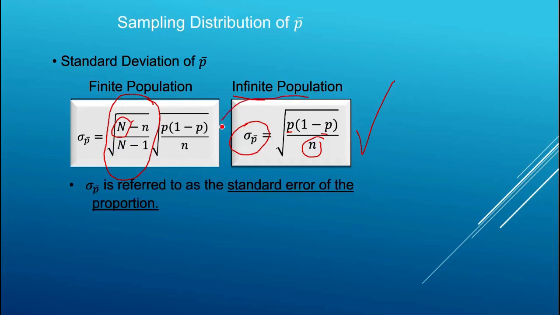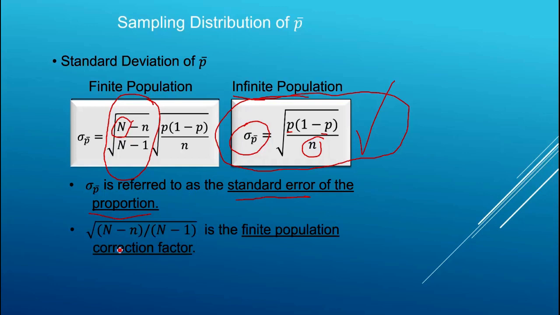More often than not, we'll be able to use the right-hand formula because we will have a population which is large relative to the size of the sample that we've drawn. So we refer to this now as the standard error of the proportion, or more generally, again, the standard error of the estimate. And we have this finite population correction factor one more time that we use if we have a very small population relative to the sample size that we've drawn.